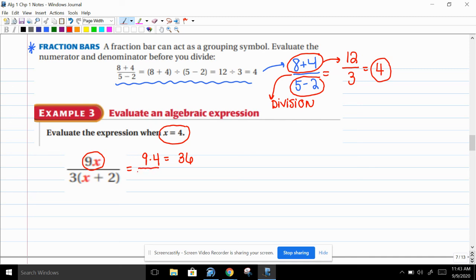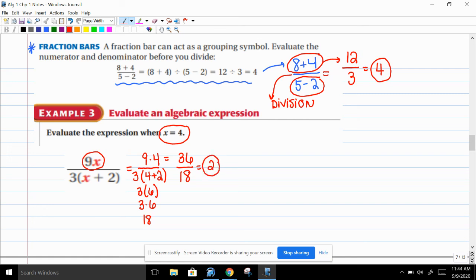On the bottom, I now have 3 parentheses. The 4 is going to replace that x, 4 plus 2. I do the parentheses first. 4 plus 2 would be 6. So I got 3 parentheses 6, which is 3 times 6, which is 18. So the bottom of my fraction, the denominator, is 18. 36 divided by 18 is 2.